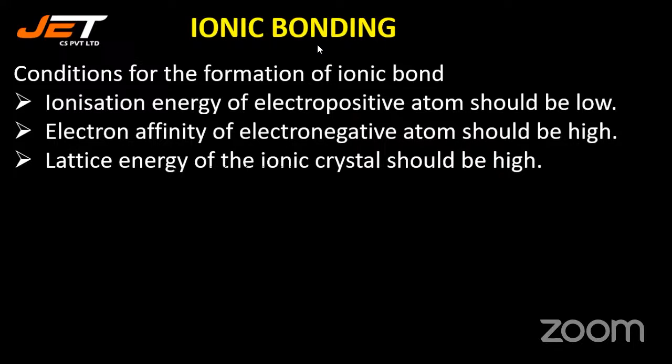So the ionization energy for the electropositive atom should be low, and the electron affinity for the electronegative atom should be high. What are the electropositive atoms? Sodium, potassium, anything you see on the left-hand side of the periodic table. Electronegative are fluorine, chlorine, bromine, iodine, oxygen. Electron affinity is the tendency to gain an electron. For the electronegative atom it should be high and the ionization energy should be low. Only in this condition will ionic bonding be formed.